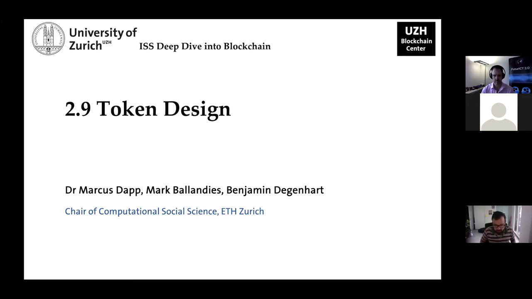Marcus is a senior researcher at this chair and has been leading several projects related to, for example, Finance 4.0, which is something I'm going to talk about today, and incentivizing systems that have multiple objectives, in which the system participants do not have a single desire to maximize revenue, for example, but there are other outcomes that the people want to maximize. These are very challenging problems, and together with Mark and Benjamin, they have been working on this.